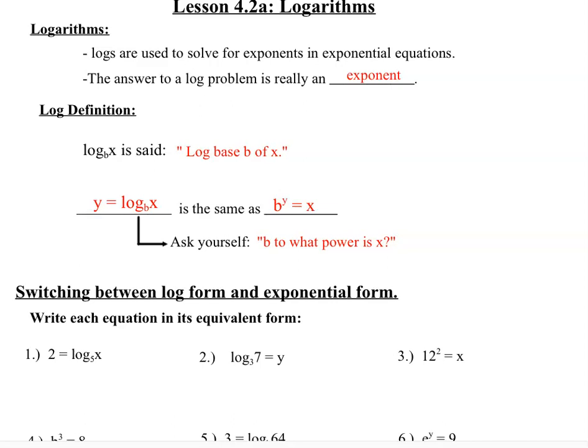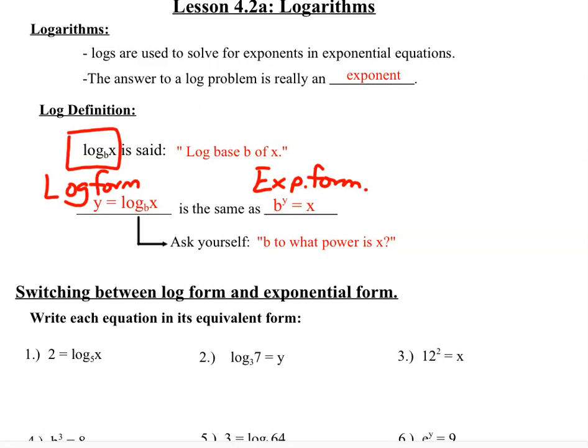When we read a statement like this, we read it log base b of x. And the biggest thing is to understand, how do you go back and forth between log form and exponential form? This is log form, and this is exponential form. These two statements are equivalent. If I say y equals log base b of x, that's equivalent to saying that your base to the y power will get you to x.